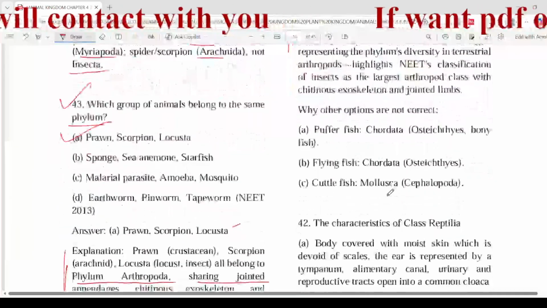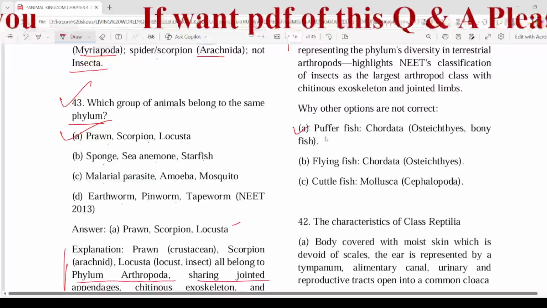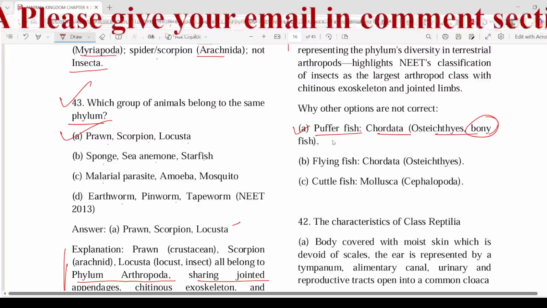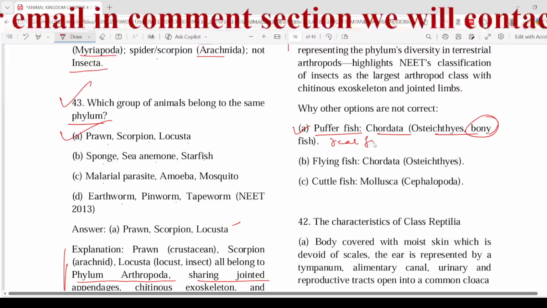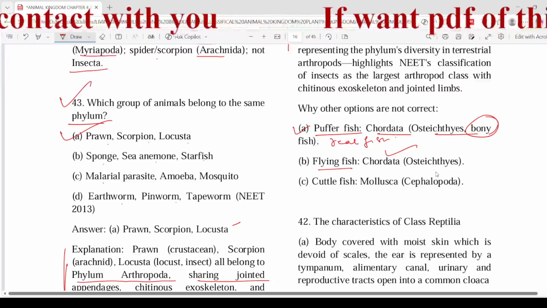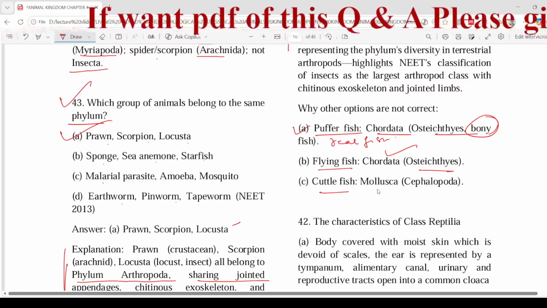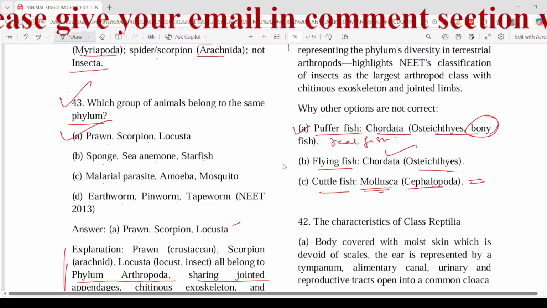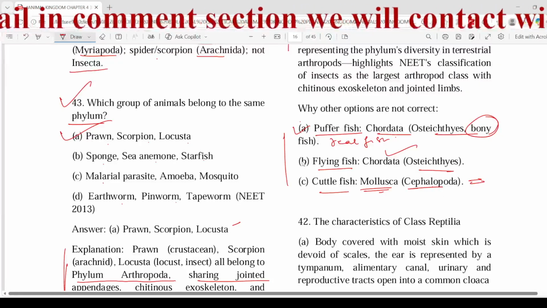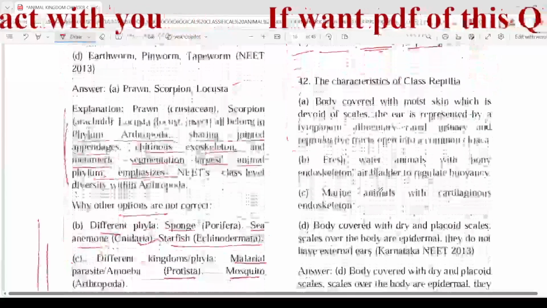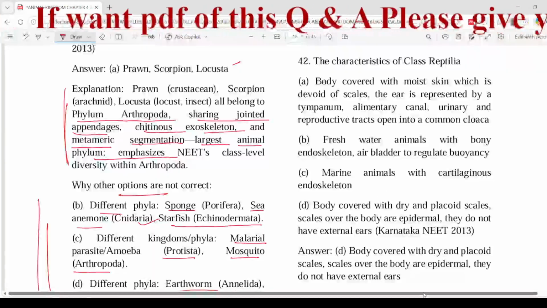But the other options: pufferfish is Chordata, Osteichthyes. It is a bony fish. It is a real fish. And flying fish is also a real fish. It is Osteichthyes. And cuttlefish is a mollusca. So that is why the other options A, B and C are not correct for this question. So let's move to the next question.